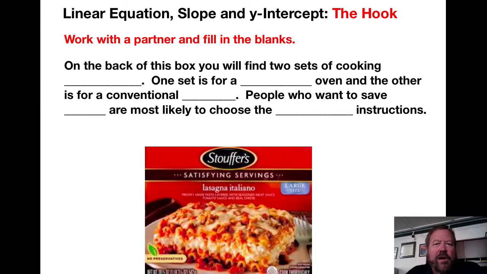Kids get to work with a partner and they read the sentence and see if they can figure out the missing words. And then the teacher has this on the slideshow so they can review with the students. So on the back of this box you'll find two sets of cooking instructions. One set is for a microwave oven, the other is for a conventional oven. People who want to save time are most likely to choose the microwave instruction.